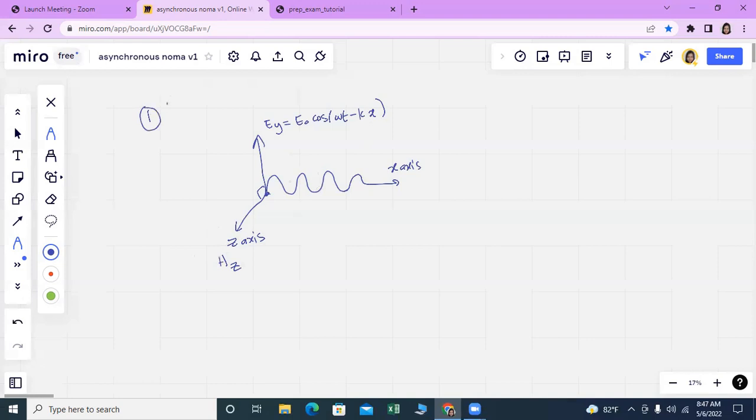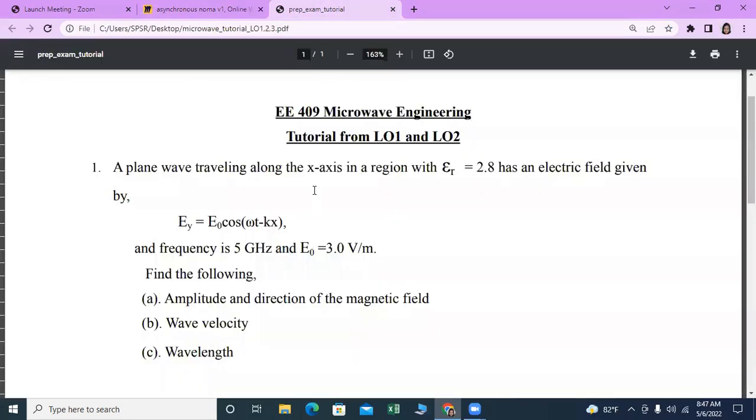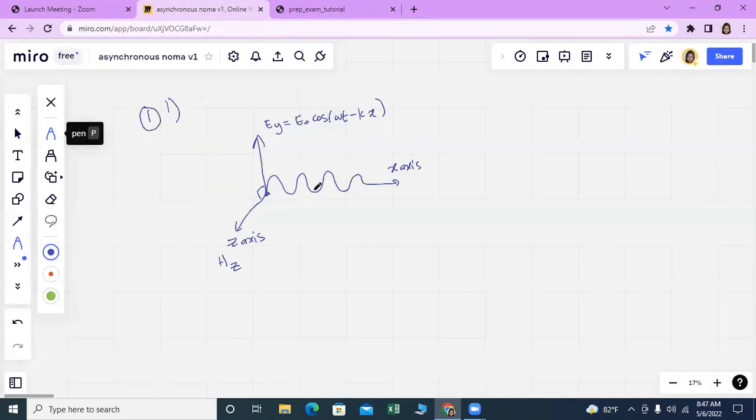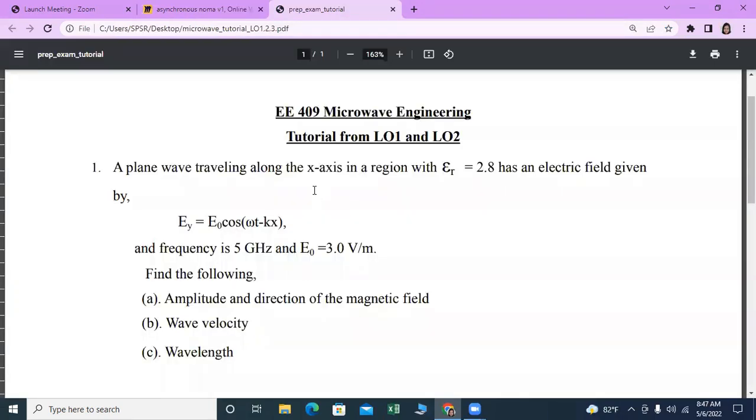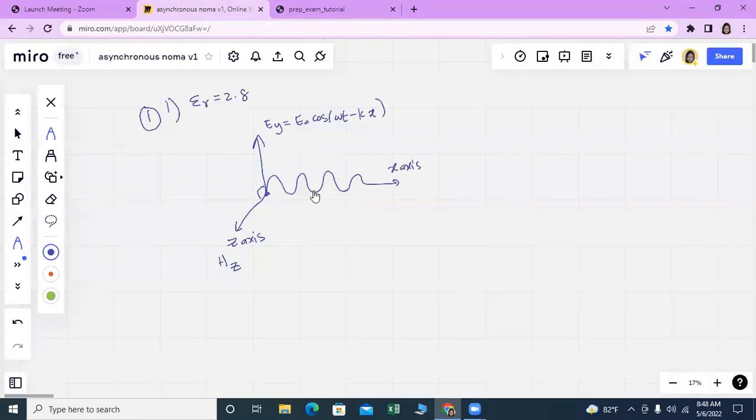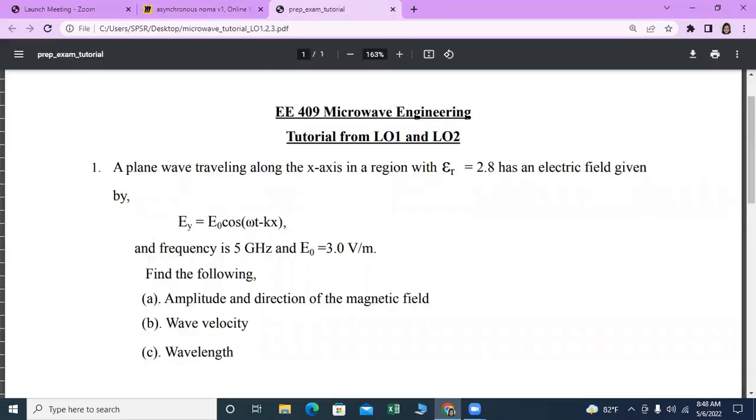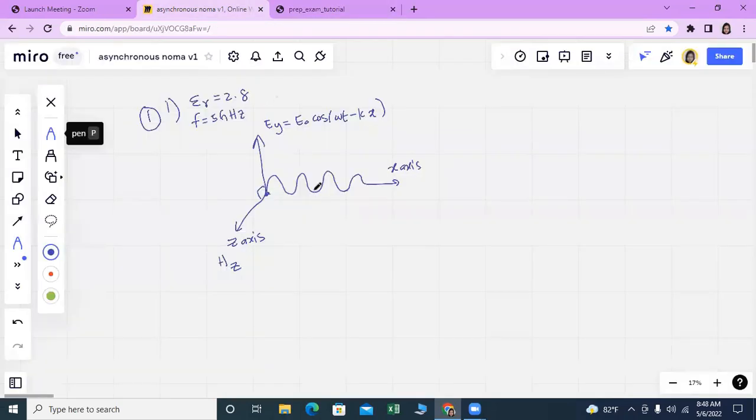In this question we have been given some data, so it's better if we note down the data. The wave is traveling in a certain medium which has epsilon r equals 2.8, and the frequency of the wave is 5 gigahertz. Then we have the E naught value: the magnitude of the electric field is 3 volts per meter. Now we have to find the magnitude of the magnetic field.